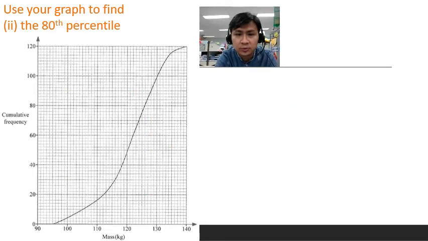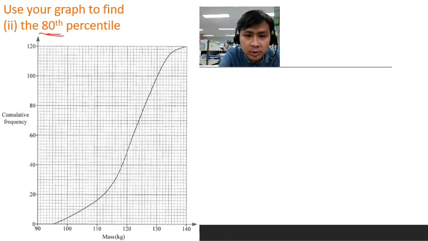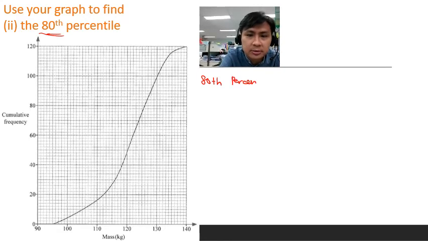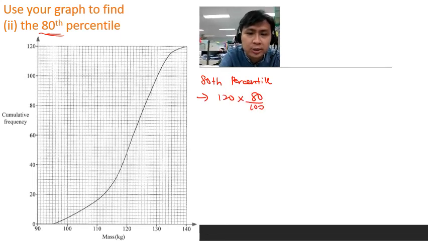Finally, we want to find the 80th percentile. As the name implies, for the 80th percentile, we want the weight of the 80th percent of the ships. So again, we do the same workings. It will be 120 ships multiplied by 80 over 100. Use your calculator, you get the 96th ship. It's not the 96th ship, it's the weight of the 96th ship.